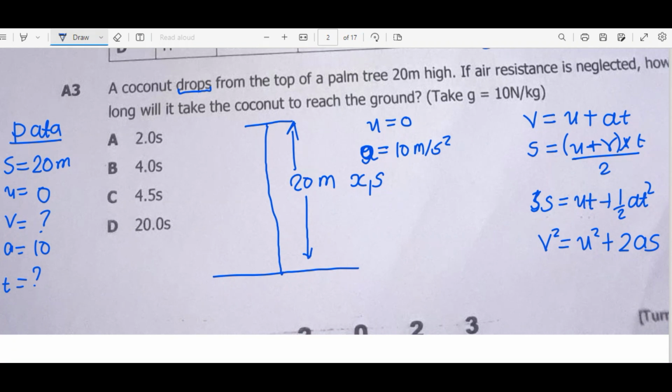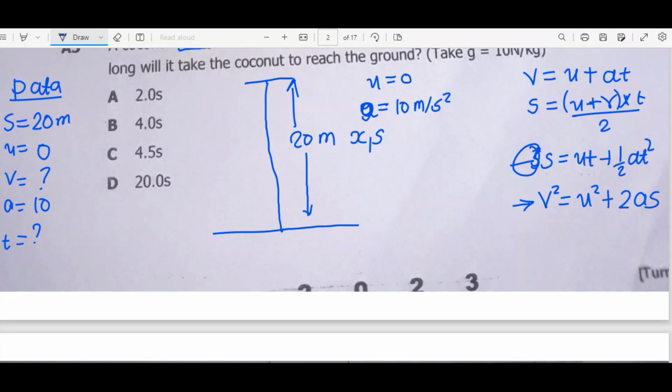So we need to choose the equation where we have time, but we do not have the final velocity. So this one is not applicable. We don't have time. Then among the other 3, this one is the right formula. Why? Because there is t, the one that we are solving for, and there is no v. After choosing the formula, we can now put the work into calculations. So s is equal to ut plus half at squared.